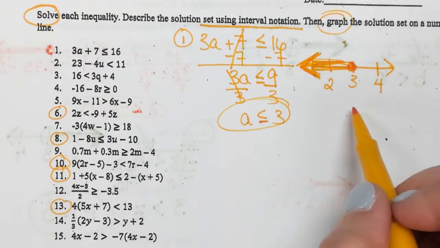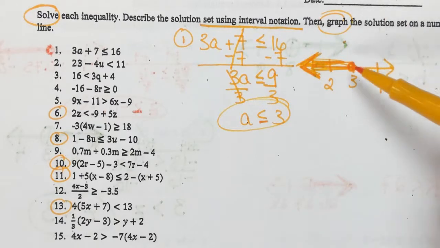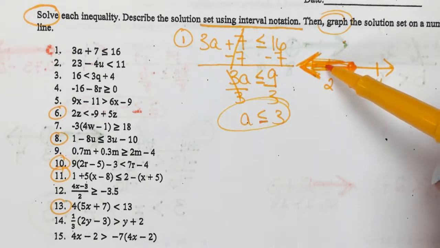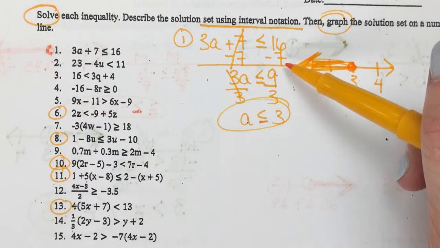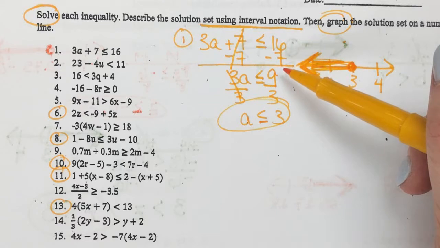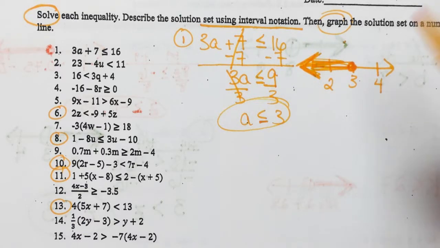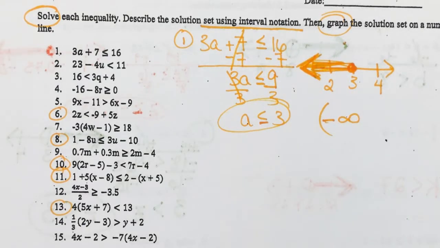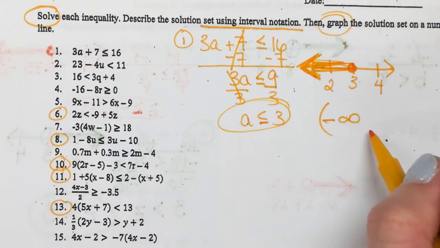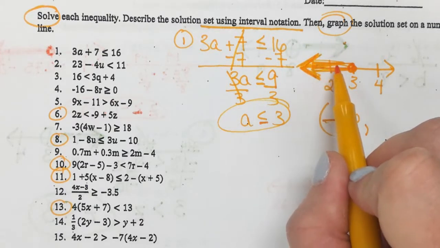Interval notation. How do you read a book? From which way to which way? Left to right, okay? So on the left, this is going forever and forever and forever. What symbol do we put that tells me it goes on and on? An infinity, right? If it's going to the left, what kind of numbers are to the left? Negative. So you put negative infinity. Infinities always get a parentheses, comma.